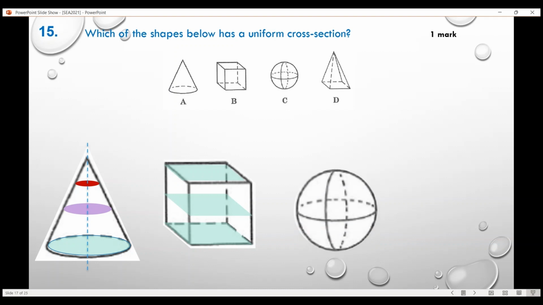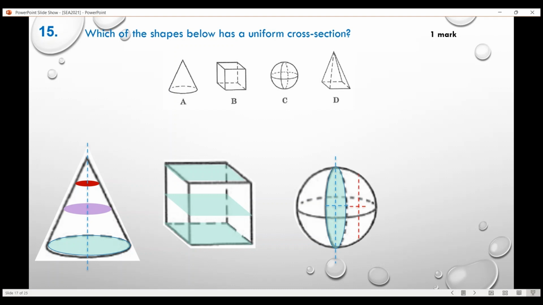Let's look at C, where we're looking at our ball, our globe. If we look at the center of it and we actually draw a shape there, if we were to cut that ball there, then we would be getting a circle. And if we came a little closer to the right side and we cut it there, if this was a solid sphere, then we would get a circle as well, but a smaller circle. And if we came very close to the end and we cut that, we would also get a circle, but a smaller one. So we're maintaining the shape, but the size is changing. So therefore, it is not uniform cross section.